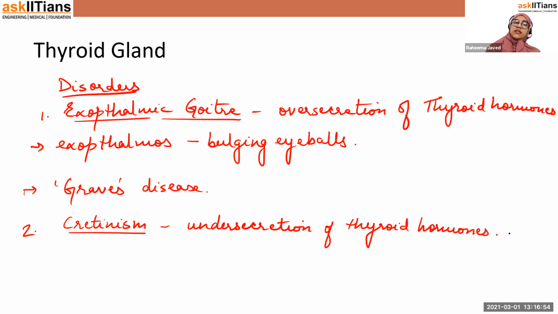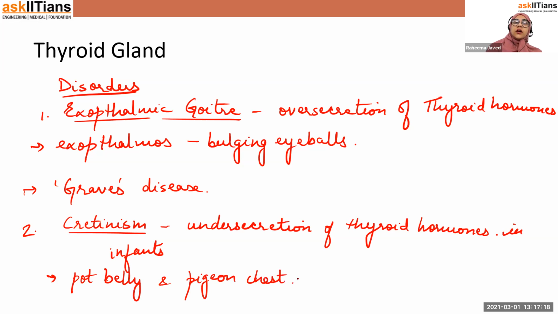And if there is undersecretion, the growth of the body will not be brought about, and it takes place in infants, not in adults. So there is low metabolism. The most important features of such infants are pot belly and pigeon chest. If proper hormonal therapy is given, then they can be saved from this disease.